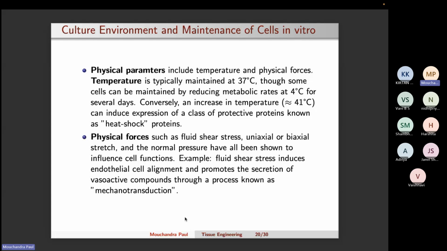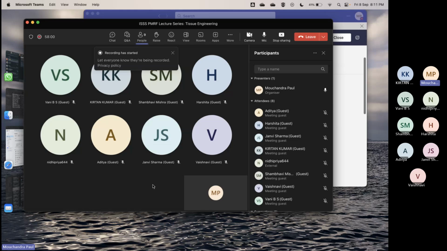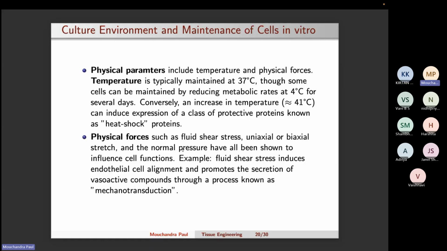So any queries so far? No queries. Ketan, Shambhavi, are you guys there in the meeting? Yes, ma'am. Is there any query on anything that has been discussed? No. Okay, so let's continue.